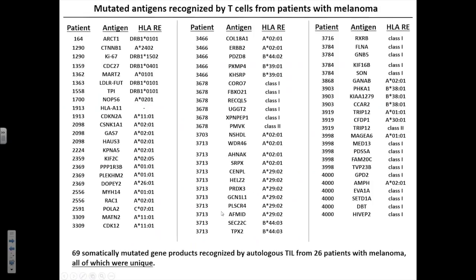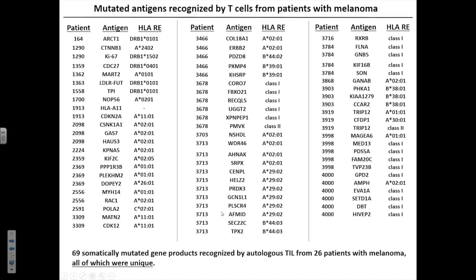This is probably the most important slide that I'm going to show today. So we've done this from 26 patients with metastatic melanoma that had widespread disease that were refractory to all other treatments. The median survival of these patients is about 6.5 months. And from these 26 patients, using this tandem mini-gene approach, we identified 69 somatically mutated gene products. Many patients have more than one.